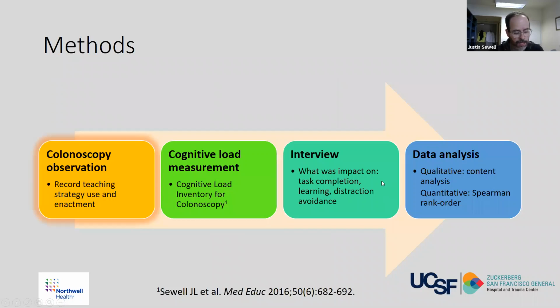We completed a mixed methods study, which involved first colonoscopy observation. I observed teachers and fellows doing colonoscopy together and basically quickly, frantically on an Excel file, which fortunately I'm pretty quick at, recorded every time one of those teaching strategies occurred and what was said or done in paraphrases.